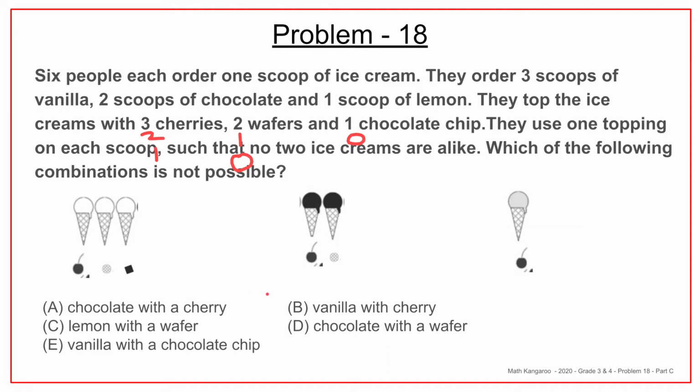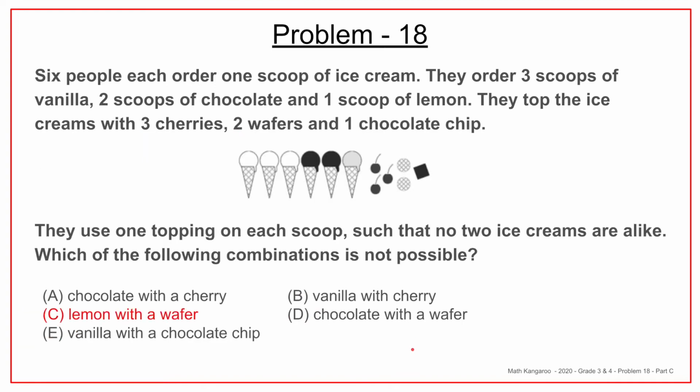So let's go on to the options now. Chocolate with a cherry, yes, we have that. Vanilla with cherry, yes, we have that. Lemon with a wafer, no, we don't have that combination. So that could be our answer. Chocolate with a wafer, yes, this is there. Vanilla with a chocolate chip, yes. So our answer is option C. This is not possible. Lemon with a wafer.